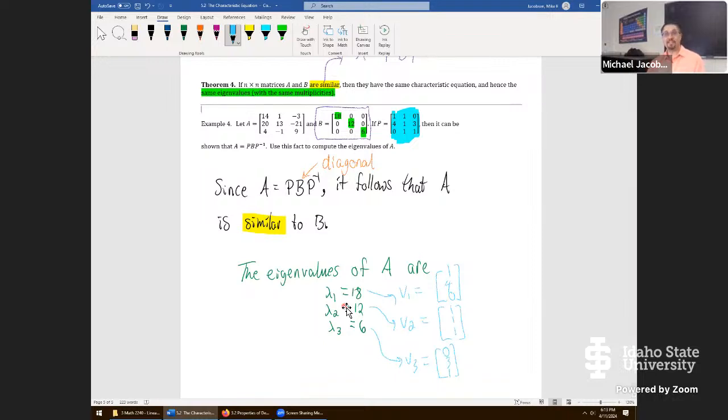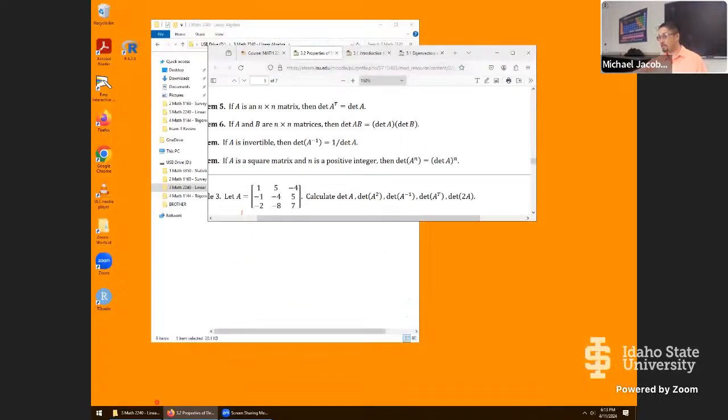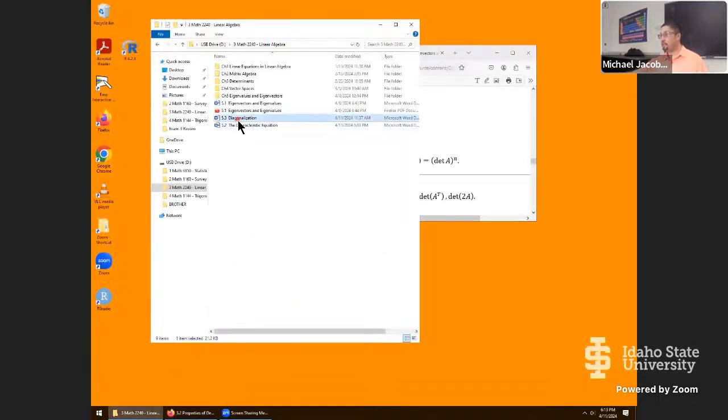Well, we did it, folks. That's the end of these notes, section 5.2. Any questions before we take a look at 5.3? Okay, well, keep those thoughts in the back of your mind. We're going to take a look at diagonalization right away.